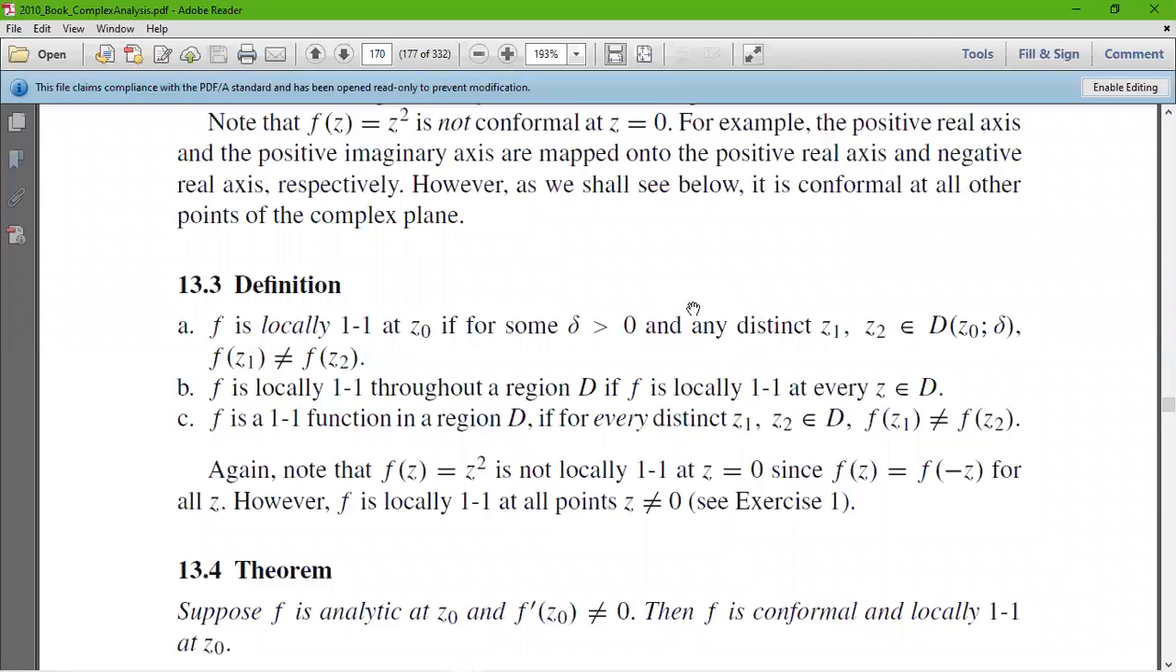Now we are taking an example. Let us consider the function f of z equals z square, which is not conformal at z equal to 0. For example, the positive real axis and the positive imaginary axis are mapped onto the positive real axis and the negative real axis respectively. However, it is conformal at all other points of the complex plane.